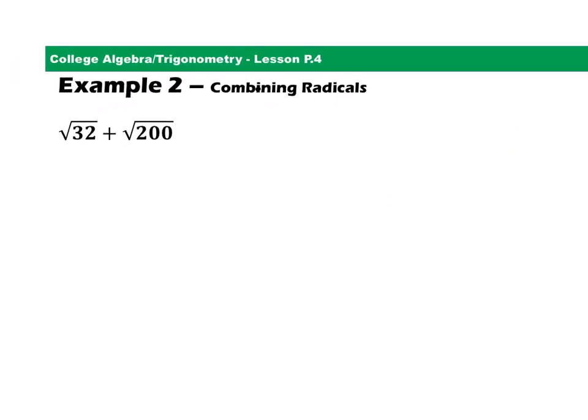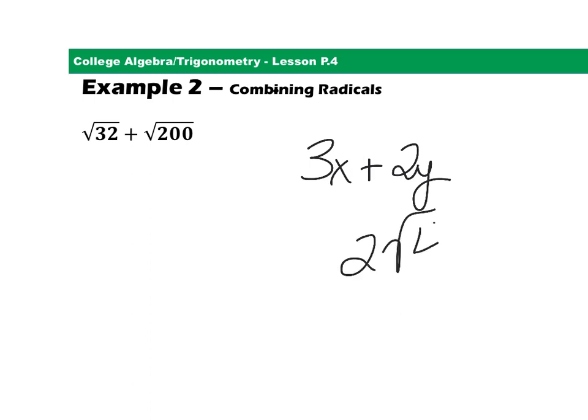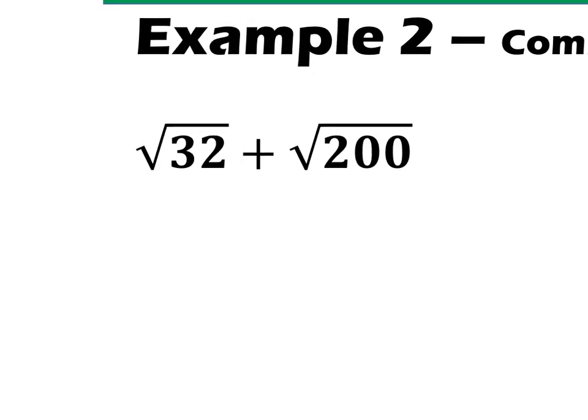Okay, combining radicals. This is a very simple concept. You guys already know how to do this. You just may not remember seeing it. But if I had 3x plus 2y, and I said, okay, combine those two. Can I? No. Why not? They're different variables. Same exact thing goes for roots. If I had 2 root 5 plus 3 root 2, I cannot combine those because they're different last names, we'll say, different roots.